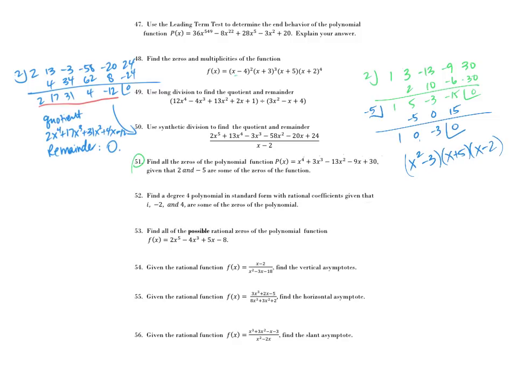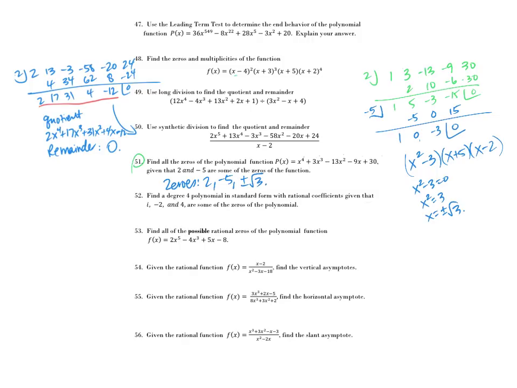Okay. And so from this one, I can get the rest of the zeros. So if x squared minus 3 equals 0, it gives me x squared equals 3. So x is equal to plus or minus square root of 3. So the zeros are 2, negative 5, and plus or minus square root of 3. So that's 1, 2, 3, 4 zeros.